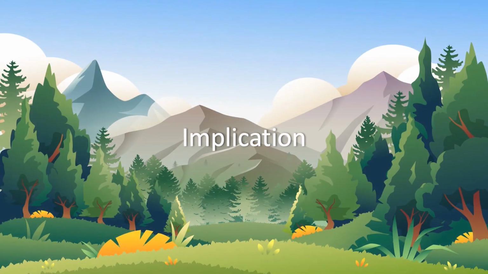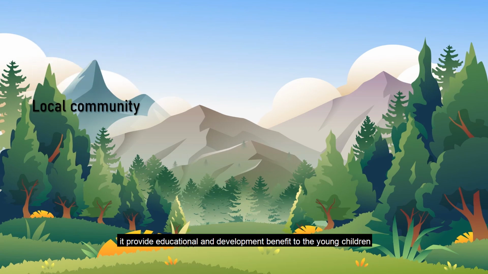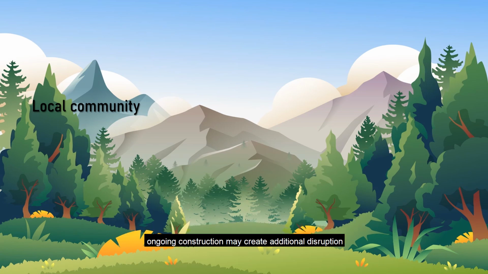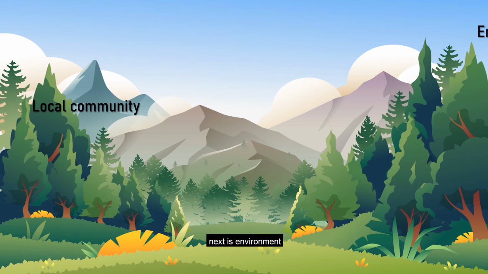But what are the implications? To the local community, it provides educational and development benefits to the young children. It also provides more job opportunities. It holds community meeting space and fosters social cohesion. But ongoing construction may create additional disruption, dispute and interruption to the usage of land properties, and bad planning may lead to bad outcomes.